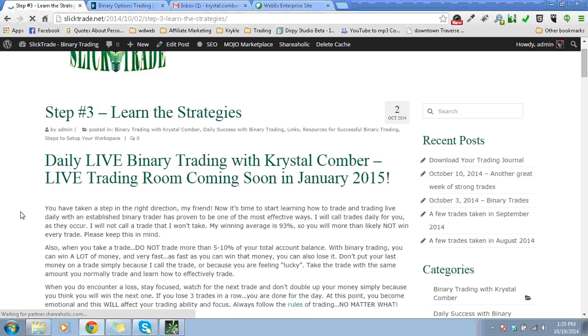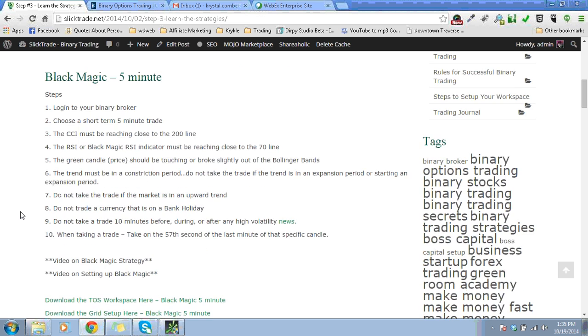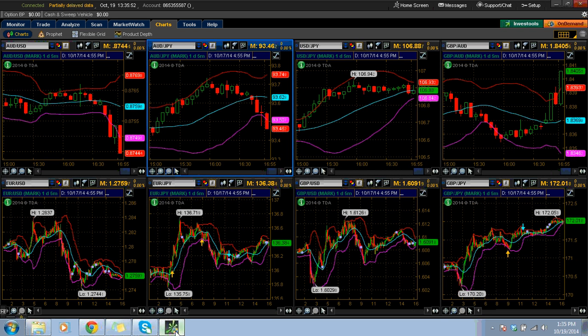At this point, you should have already downloaded the Thinkorswim workspace here. If not, please do this first. You should have already downloaded the grid setup and the Blackmagic indicator.